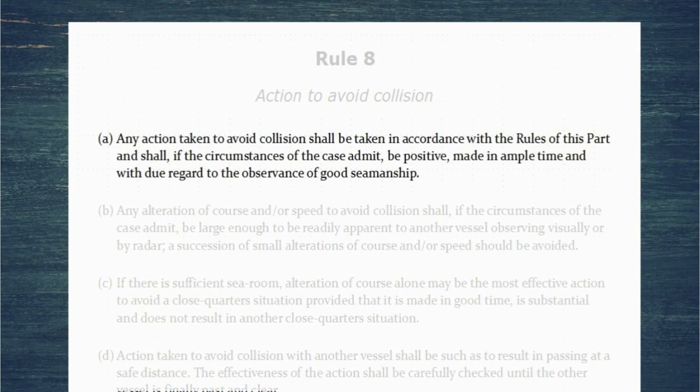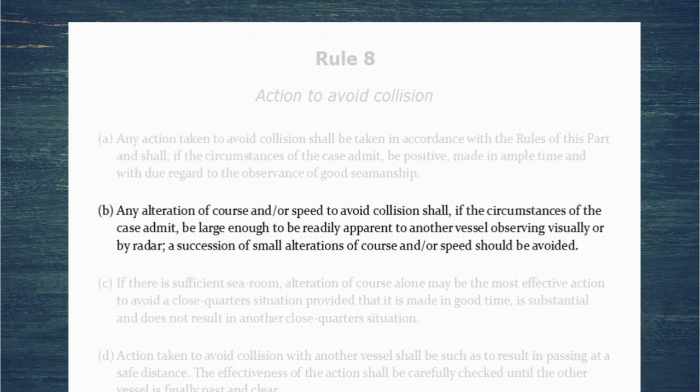Any action taken to avoid collision shall be taken in accordance with the rules of this part and shall, if the circumstances of the case admit, be positive, made in ample time, and with due regard to the observance of good seamanship. This paragraph is very much the common sense paragraph. Obviously, in accordance with the rules of this part means the action needs to comply with the rules, we know that, it needs to be positive, in ample time, and you've still got to observe good seamanship. It's all stuff we already know.